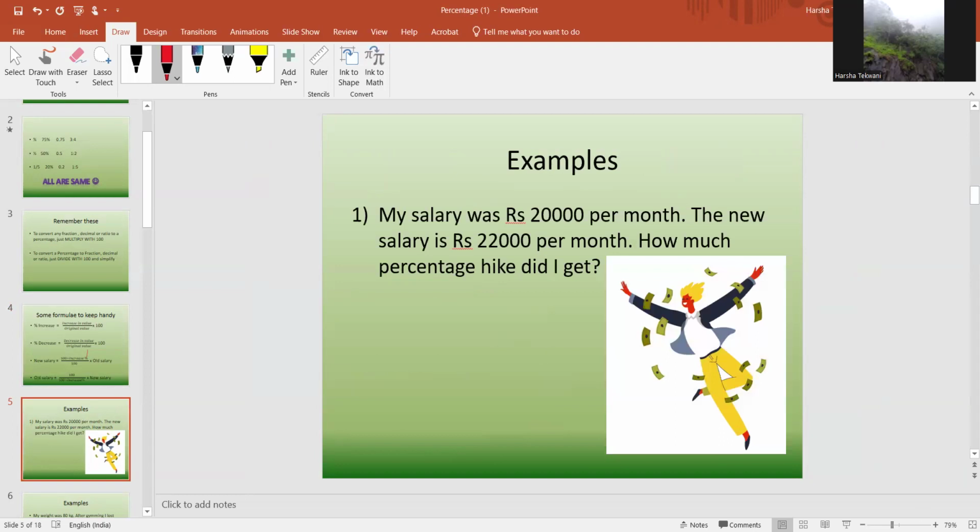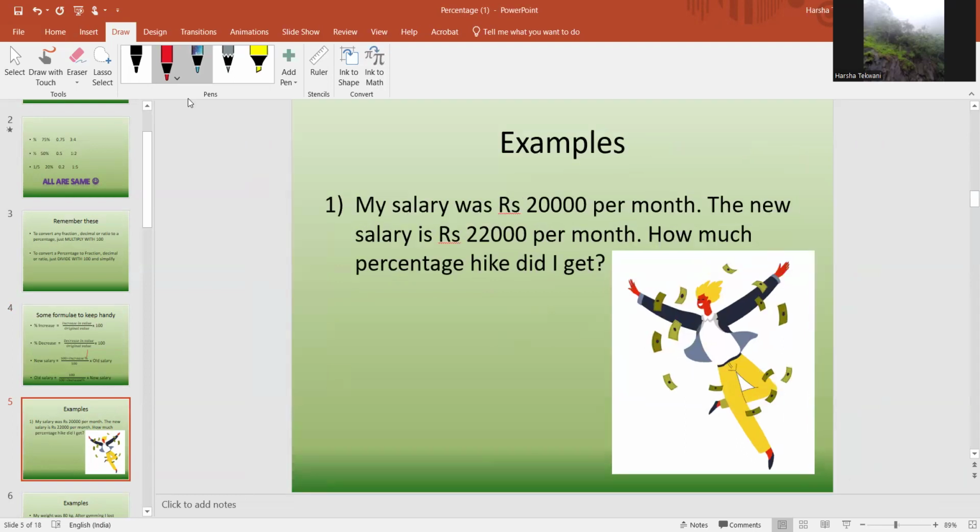So let's look at this. My salary was rupees 20,000 per month. And now the new salary is 22K per month. How much percentage hike did I get? First of all, I see that it was an increase of 2,000 rupees. I showed you the formula for percentage increase: the increase that happened divided by the original value into 100.